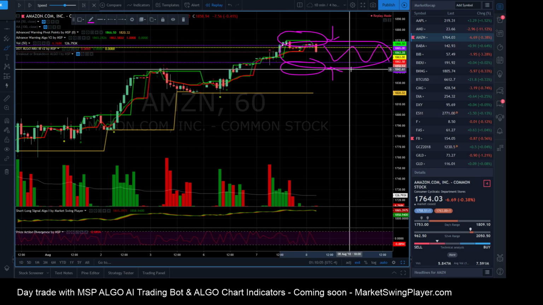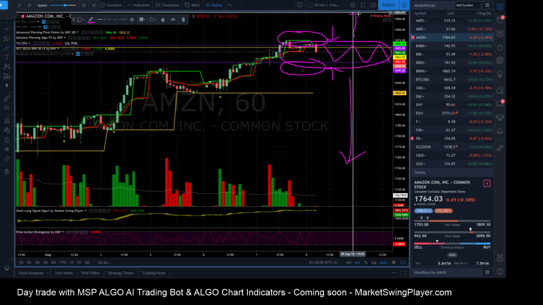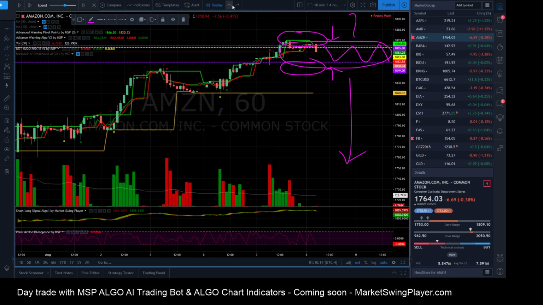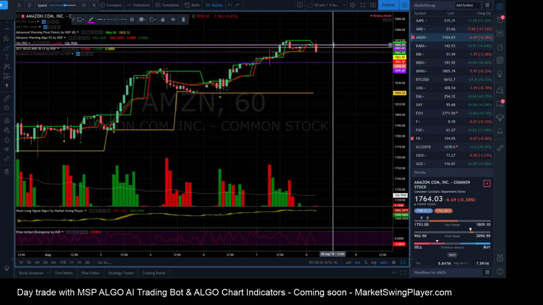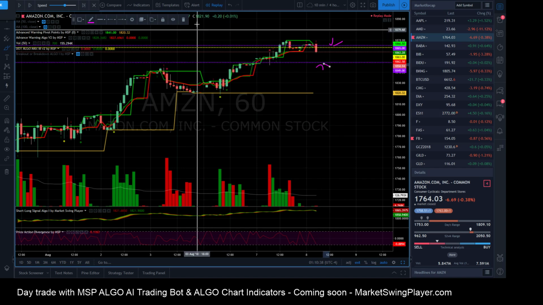Sometimes it can break and drop like a rock. Sometimes it can break out and pop to the top. The point is to know direction, pop or drop, based on where it's at. So your focus is near the extremes. Near that 1865 means most likely it's going to pull back. Near that 1849, most likely it's going to pop.